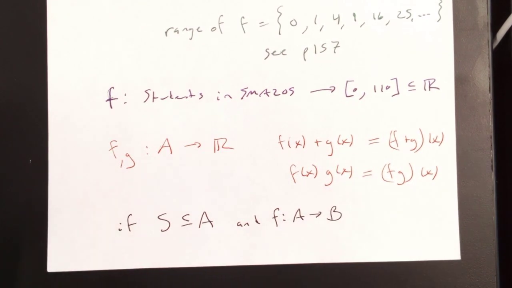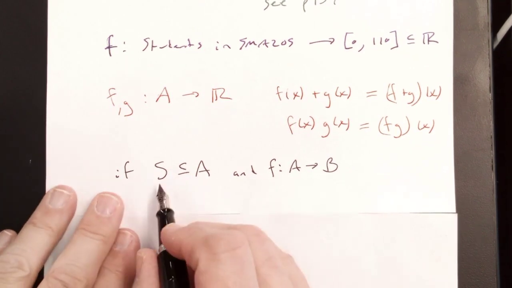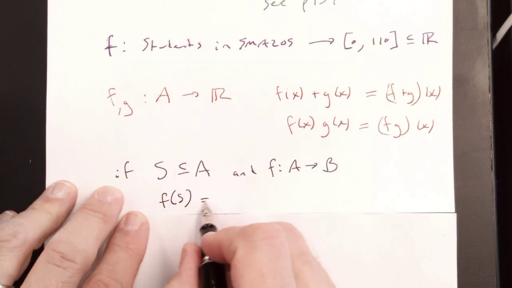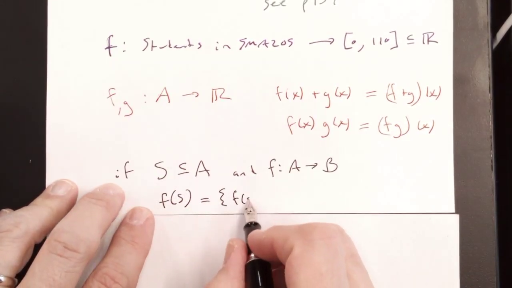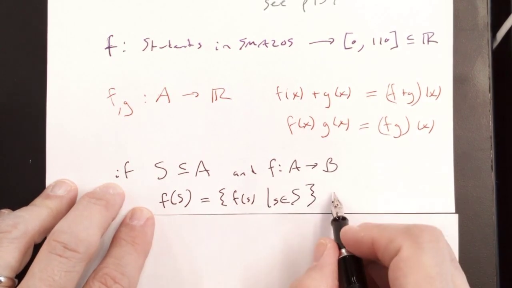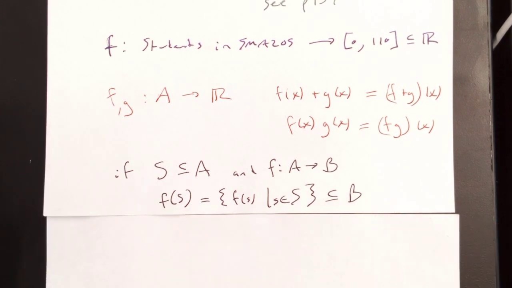If I have a function from A to B and I have a subset S of the domain, I could define all of the values that S is mapped onto, kind of like we did with the range. But instead of doing the range, I'm just going to do this little piece. f of S is the set of values f of little s such that little s is in capital S. This is a subset of the range, therefore a subset of the codomain.